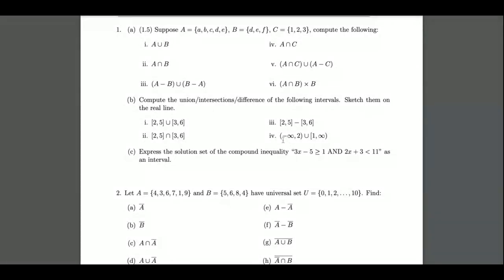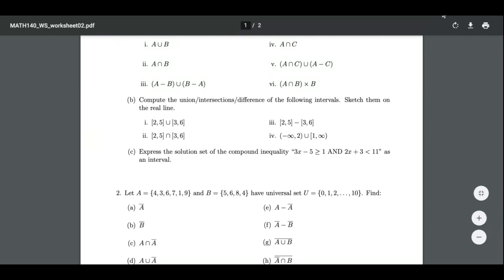Okay, last one in B: negative infinity up to 2, union bracket 1 up to infinity. So let's see. George, do you want to try this question? George, are you here?